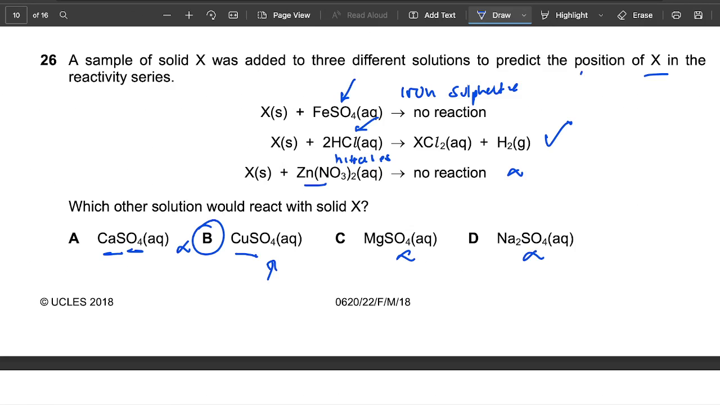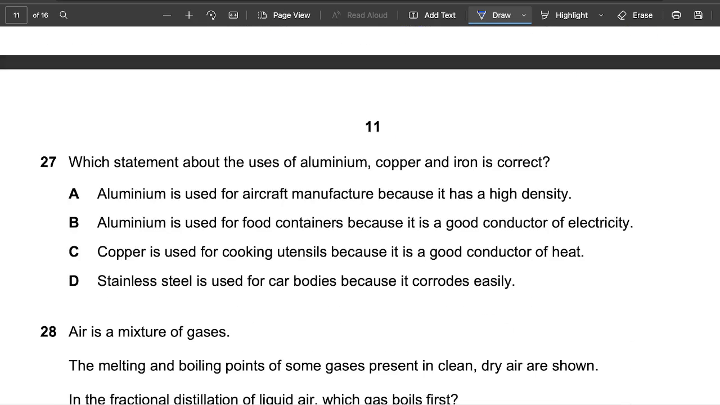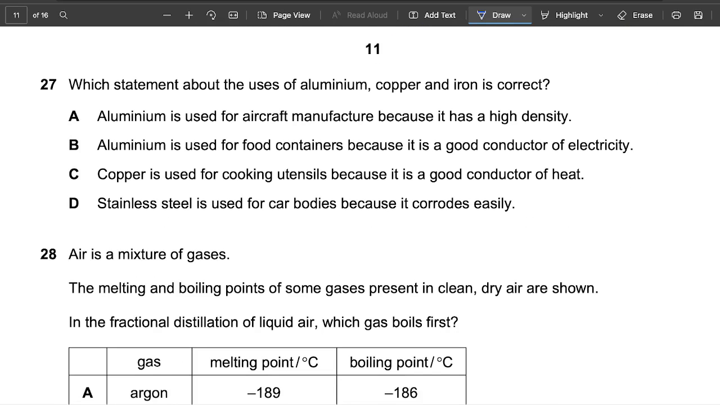So here you just look at the reactivity series and you go down. If iron is not reacting, then something lower than iron in reactivity will react. Hence, nothing is related to sulfates or nitrates, it's all about reactivity.